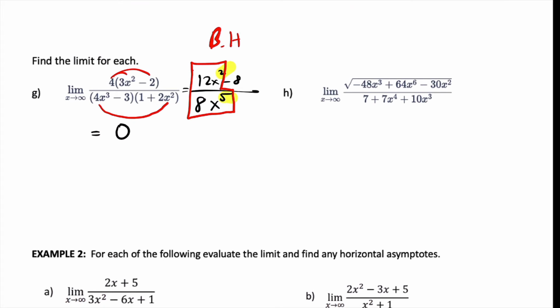We don't care if it's negative infinity or positive infinity. Even if this limit right here was negative infinity, we don't care because it wouldn't change 0. You can't change 0. It can't be negative 0, right? So that's the only time we don't care: if it's bottom heavy, we don't care if it's negative infinity or positive infinity because it's just 0.